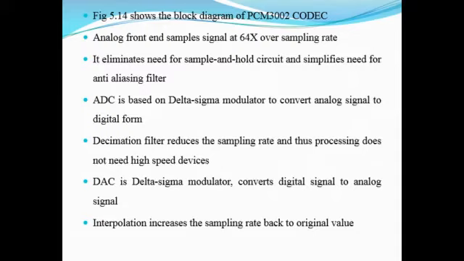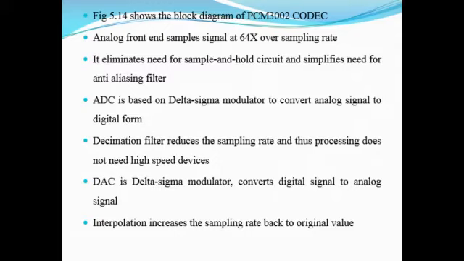So which is normally a process of quantization. That is, quantized values are assigned to a particular set of samples. So that process is quantizing a sample. So that is eliminated in this. Usage of sample and hold circuit is eliminated so that it can simplify the anti-aliasing filter needs.